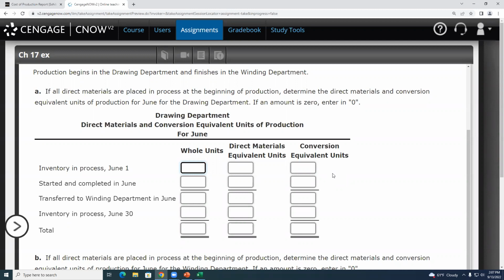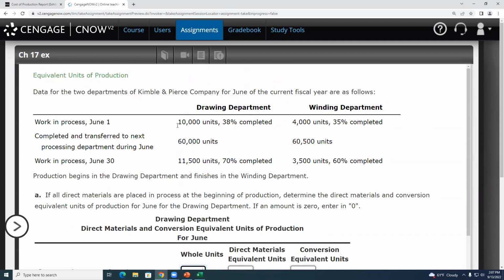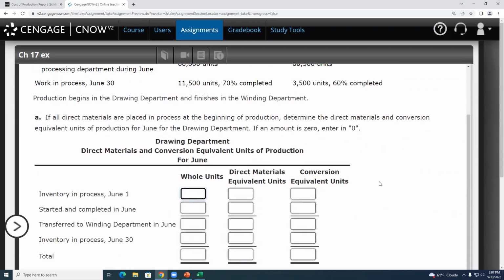So let's start with our beginning inventory. Remember, we had 10,000 units and they were 38% complete.